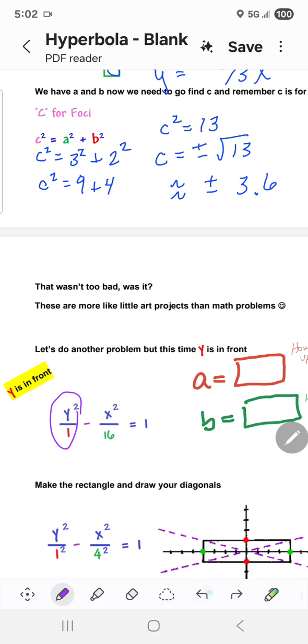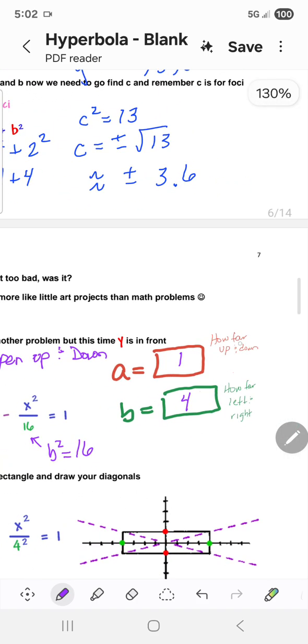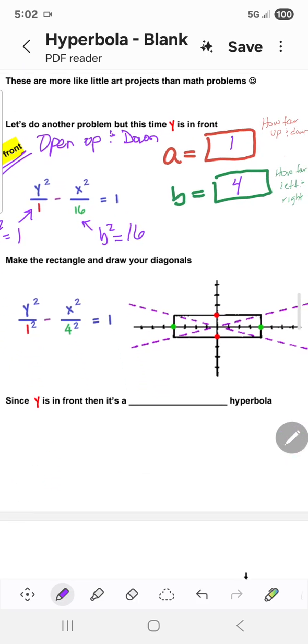Okay, y is in front, and a lives under the positive term. So a squared is 1, which means that b squared is 16. Well, if a squared is 1, then a is 1. And if b squared is 16, then b is 4. Now, because y is in front, that means I'm going to open up and down. So a is going to tell us how far up and down to go, and b is going to tell us how far left and right to go.